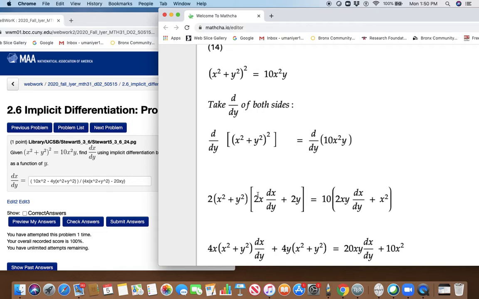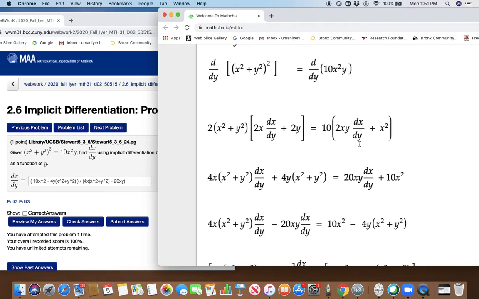So this gets me 2x dx dy. This gets me 2y because I'm taking derivative with respect to y, same variable, so I don't need dy dy. Right hand side, this is product rule. I've written the 10 outside. Derivative of the first, 2x with a dx dy, second as it is, plus first as it is, derivative of the second is simply a 1.